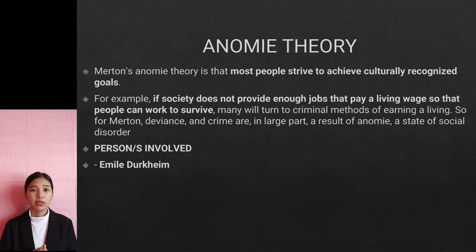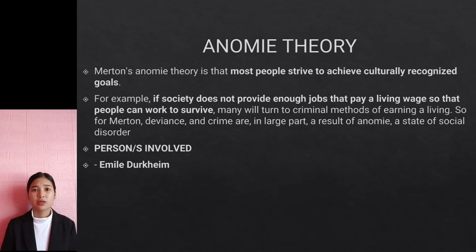Merton's anomie theory is that most people strive to achieve culturally recognized goals. A state of anomie develops when access to these goals is blocked to an entire group of people or individuals. The result is deviant behavior characterized by rebellion, retreatism, ritualism, innovation, and conformity. For example, if society does not provide enough jobs to pay a living wage so that people can work to survive, many will turn to criminal methods of earning a living.